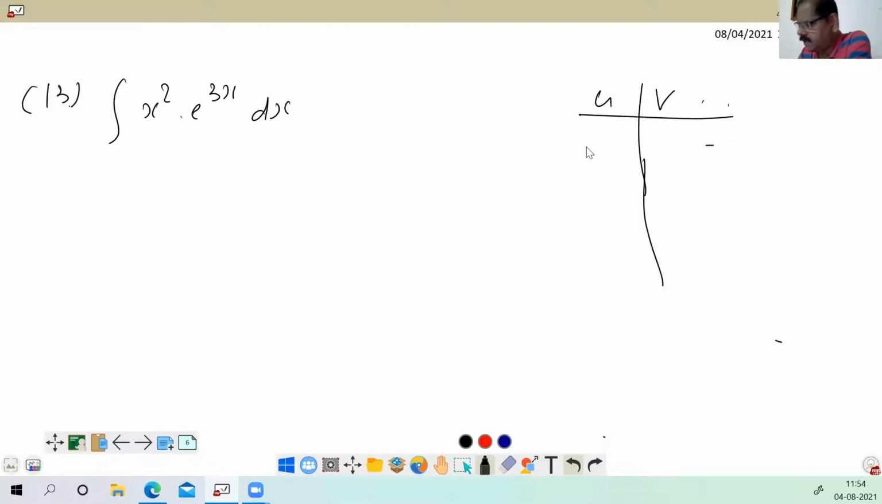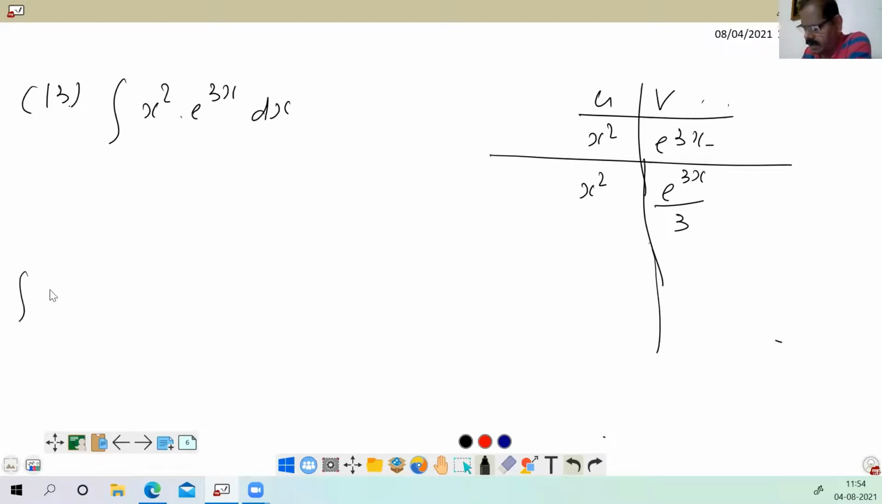So u is equal to x square, v is equal to e raised to 3x. From here, first we have to write u, x square, then the integral of e raised to 3x. The integral of e raised to 3x is e raised to 3x by 3. That is the standard formula: integral e raised to ax dx is equal to e raised to ax by a plus c.